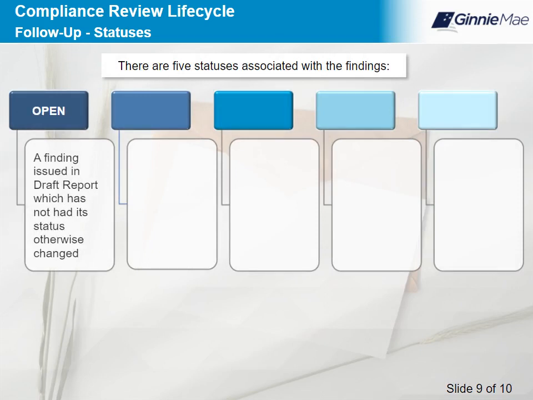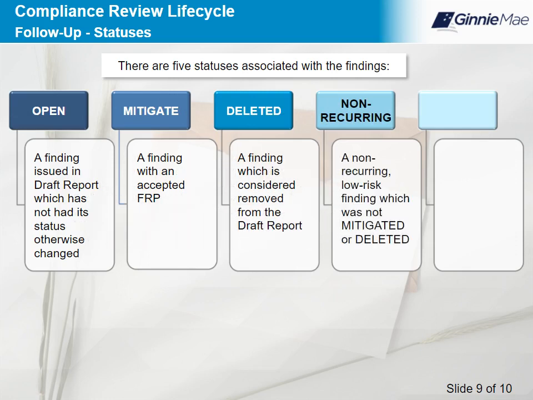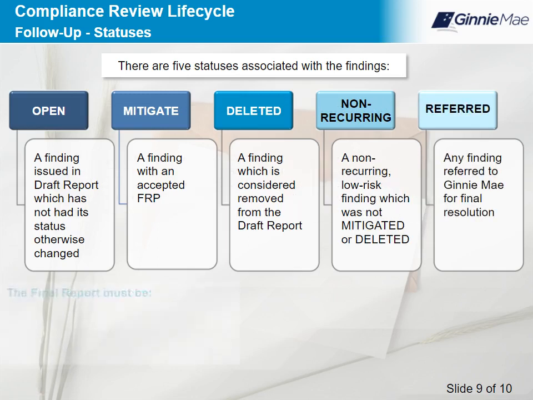There are 5 statuses associated with the findings as follows. Open, which is a finding issued in draft report which has not had its status otherwise changed. Mitigate, which is a finding with an accepted FRP. Deleted, which is a finding which is considered removed from the draft report. Non-recurring, which is a low-risk finding that was not mitigated or deleted. And lastly, referred, which is any finding referred to Ginnie Mae for final resolution.